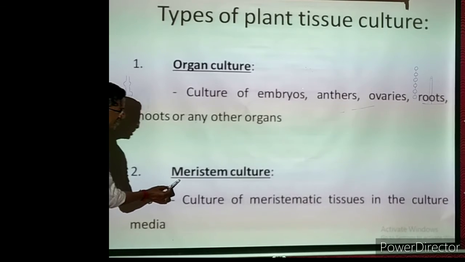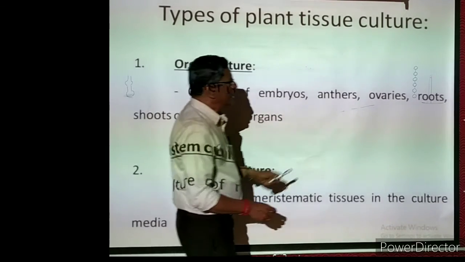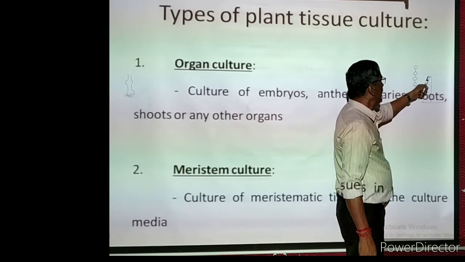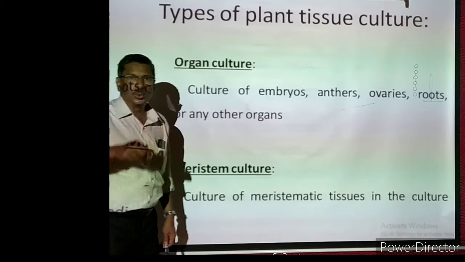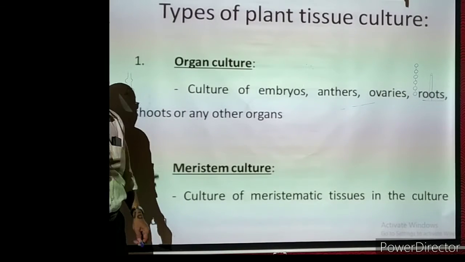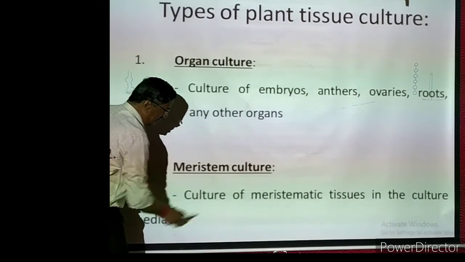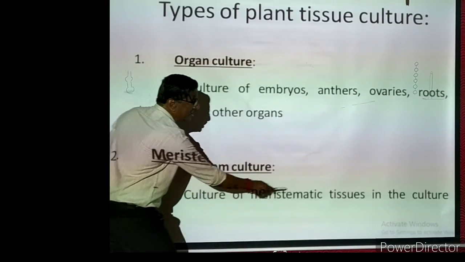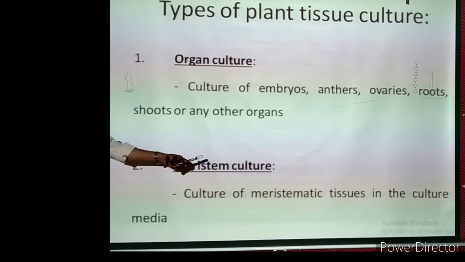The second one is meristem culture. Now already I told you about meristem. If you take the tip of the stem, a soft tissue is present, it is called a meristem. If you take the root, at the tip of the root, the same type of tissue will be there. That is also called a meristem. Meristem culture: culture of meristematic tissues in the culture media, that is called meristem culture.